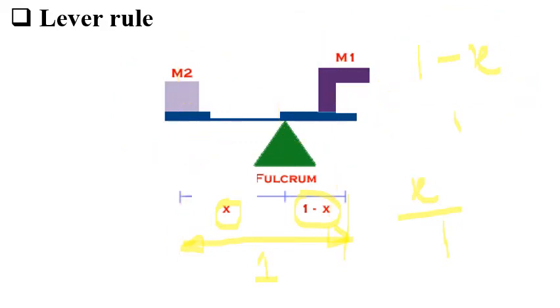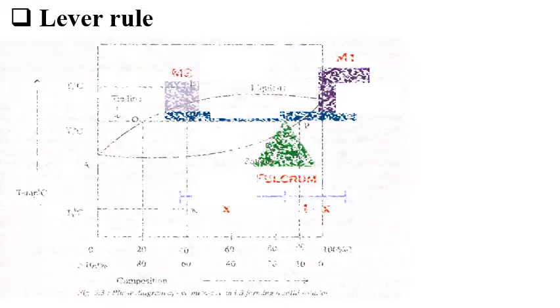So that is what the lever rule is. The lever rule is the length of the opposite arm divided by the overall length of the arm. How exactly we are going to apply this in calculating the amount of solid and liquid at any given temperature or composition, we'll see by taking an example of a binary phase diagram.